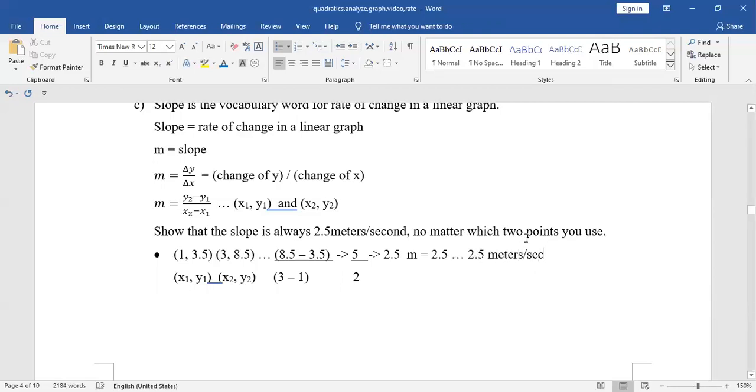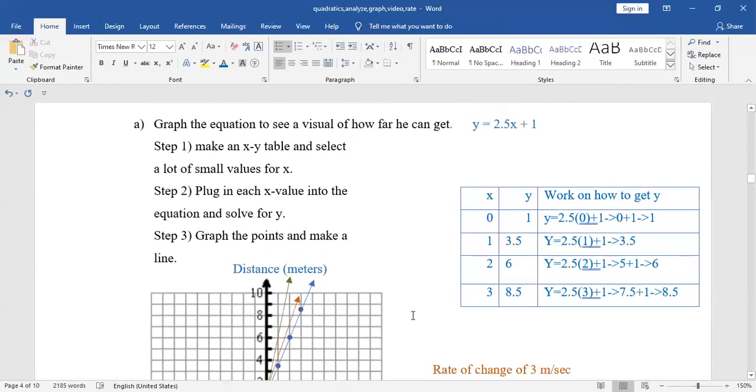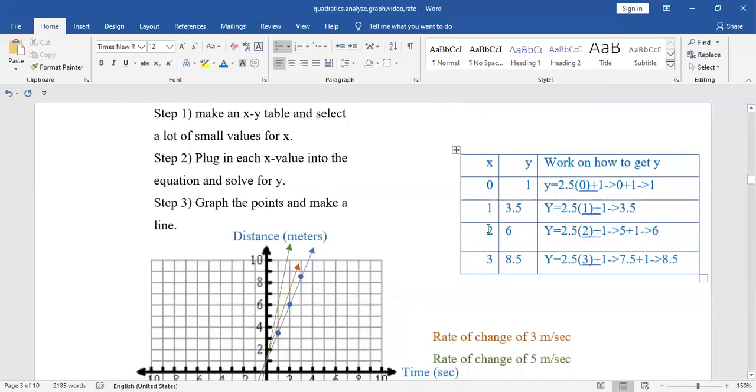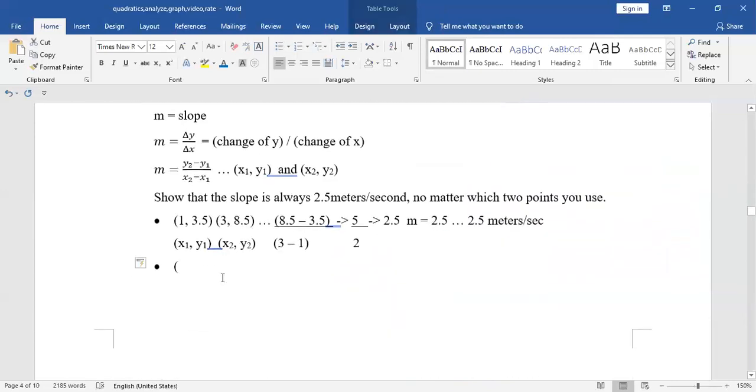Well, this said no matter which 2 points you use. So I only chose one set of points. Let's do another set of points to show that it didn't matter whether I chose this coordinate point or another one. So we're going to now choose another set. Again, you can choose whichever coordinates you want. I'm going to choose 3, 8.5, and 0, 1. Doesn't matter which ones you choose, so I'm going to choose those two.